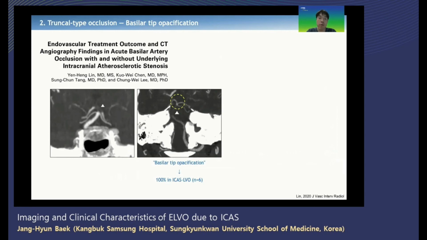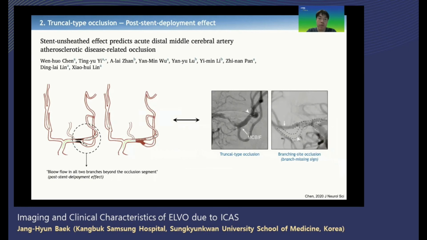One of them was basilar tip opacification. They told that it was perfectly observed in all cases with ICAS AF. Other researchers reported the concept of a post-stent deployment effect. It was exactly the same as our branch missing sign in defining occlusion type. When the stent retriever was deployed, fluid flow was through only one branch, not all branches.